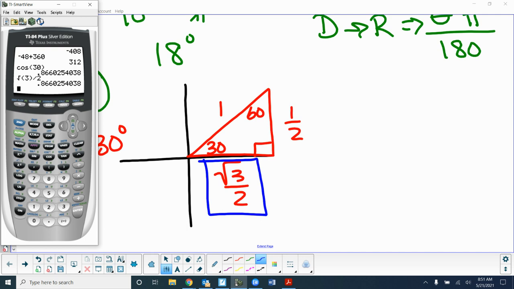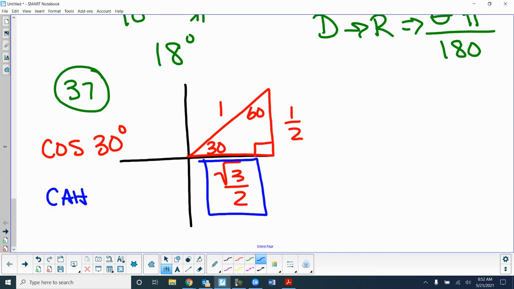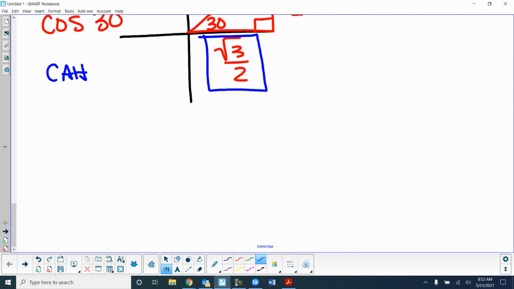So if you just want to guess and check, if you want to put it in the calculator and do all your answers that you're getting, you could do it that way too. But you guys know how to do this anyway. We just got done doing that stuff.